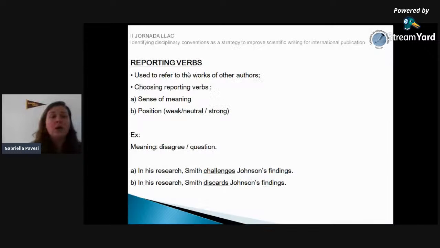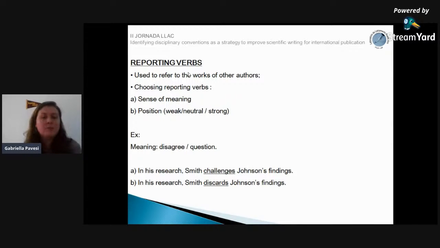The sense of meaning that we want to bring, right? And sense of meaning because it's not only dictionary meaning. You have the dictionary meaning, but you have a broader sense of the meaning that you want to bring into that reference. And the position that you as a writer want to take in reference to both your text and your source's text. This position can be weaker, can be more neutral, or can also be stronger.